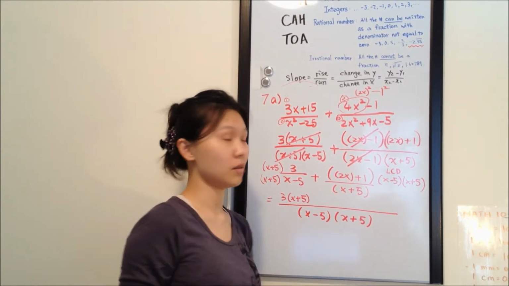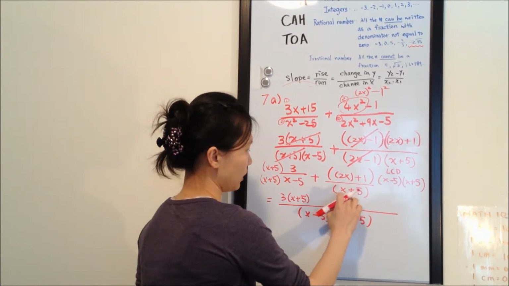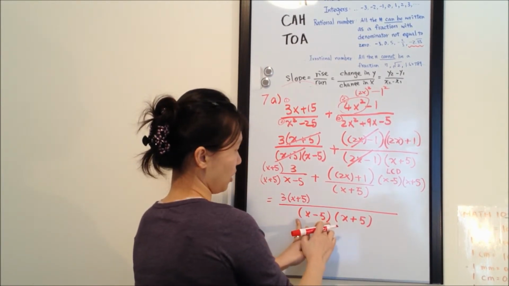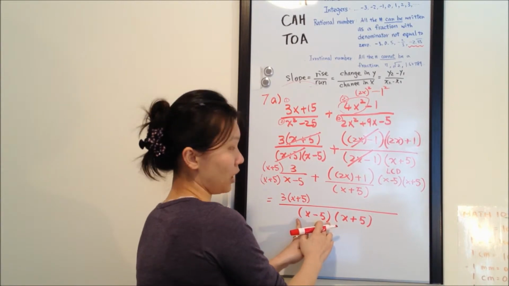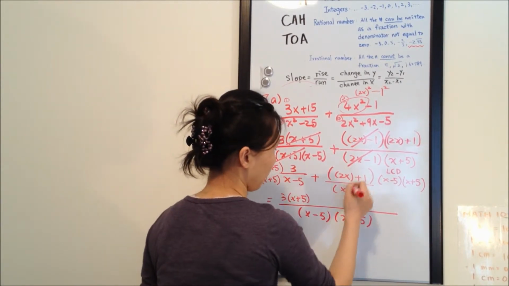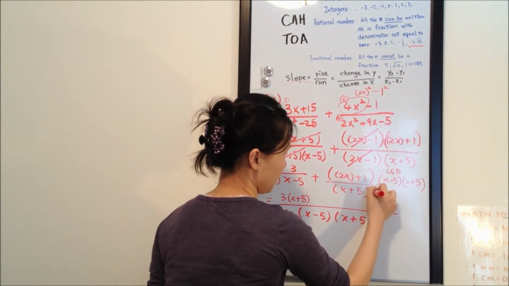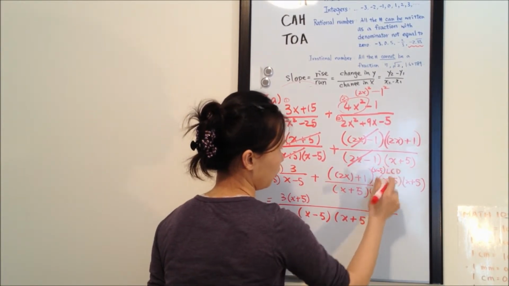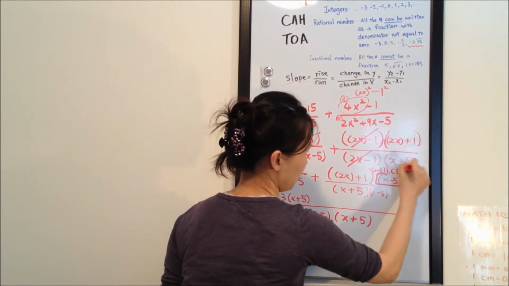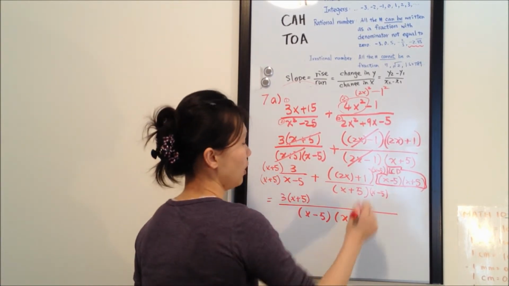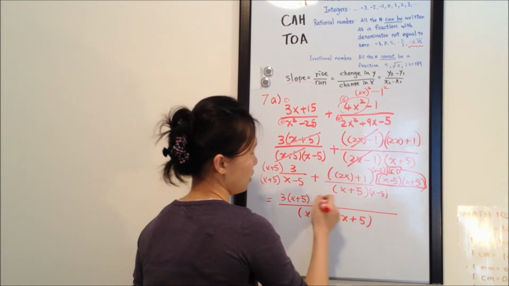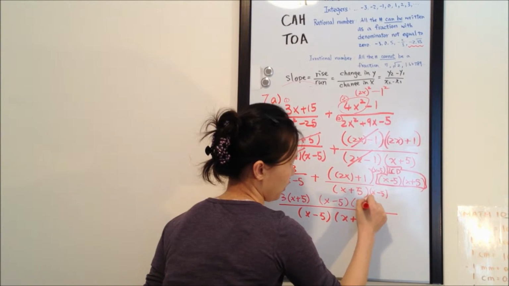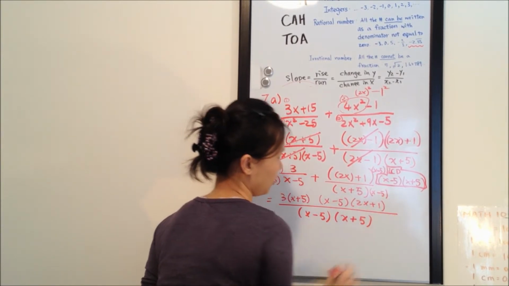Alright, and it's going to be the same concept with this. x plus 5 has to be times x minus 5, which will give me x plus 5 has to times x minus 5, and this one will be x minus 5 as well. Don't get confused about this. This is just additional information. Alright, and this one will give me x minus 5 and then 2x plus 1. Okay?